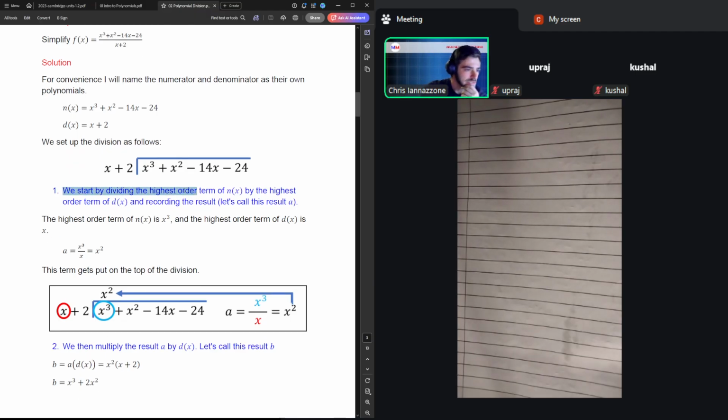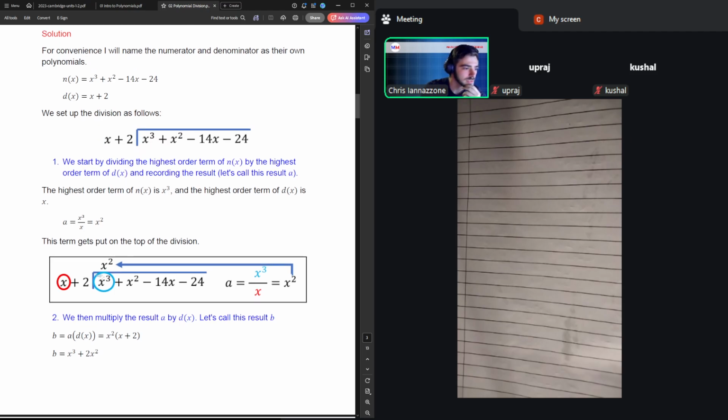The very first step is to divide the highest order term, this should probably say degree, whatever the biggest term is of the numerator, by the biggest term of the denominator. So you do this one divided by this one, as I've pictured here. x cubed divided by x, fairly simple, x squared. All you're going to do is put whatever the result of that is on the top of your bracket thing.